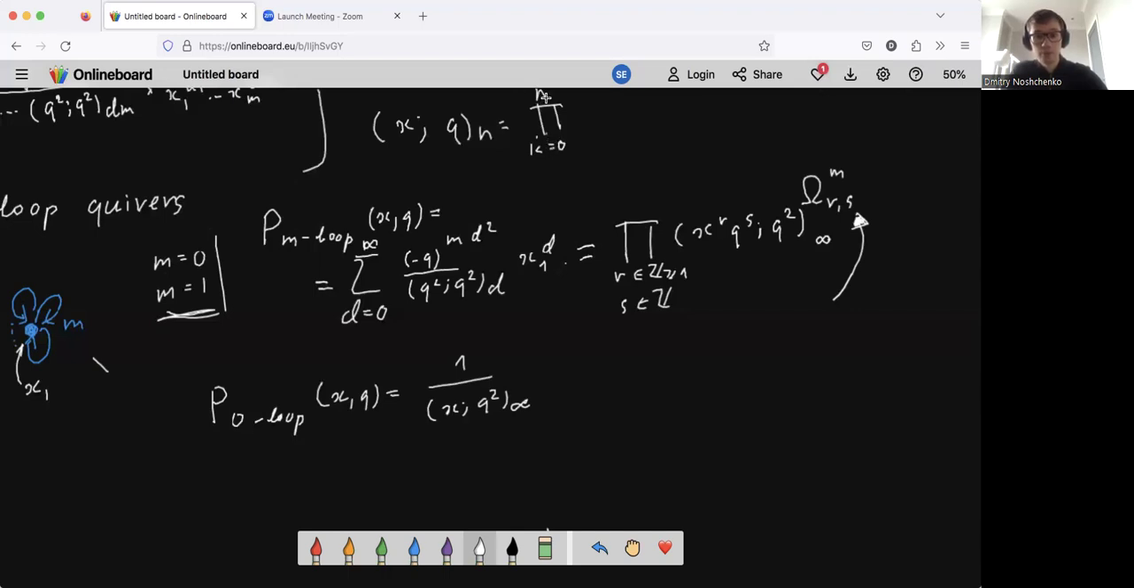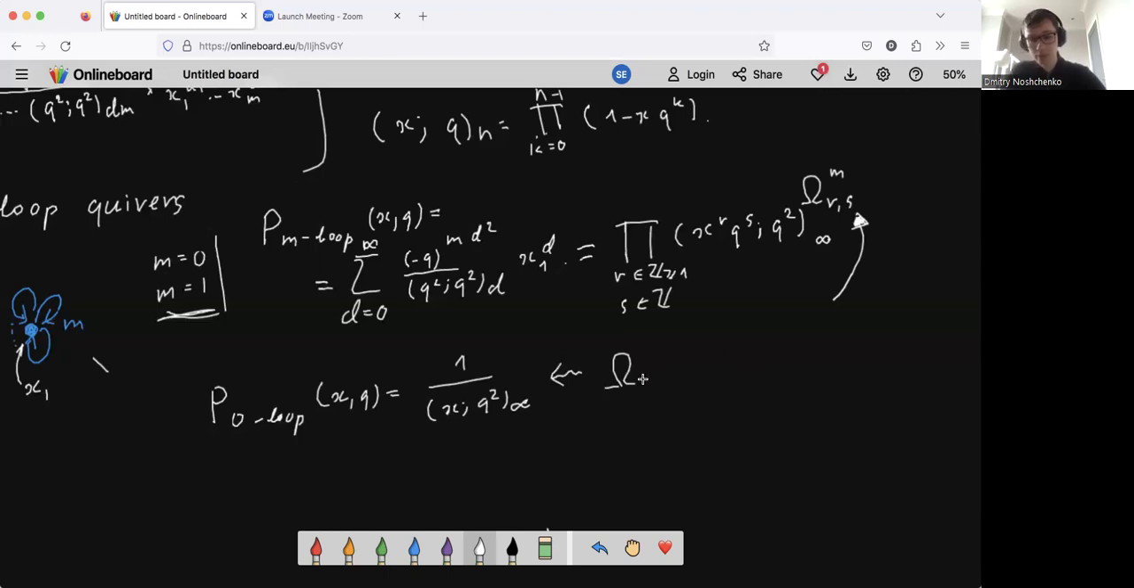From 0 to n minus 1, and in principle we can just set n to be infinite, so this product becomes just infinite: 1 minus x times q to the power k. And yes, so this is for zero loops, and you see that in this case we have only one non-zero omega, so only one non-zero DT invariant survives.